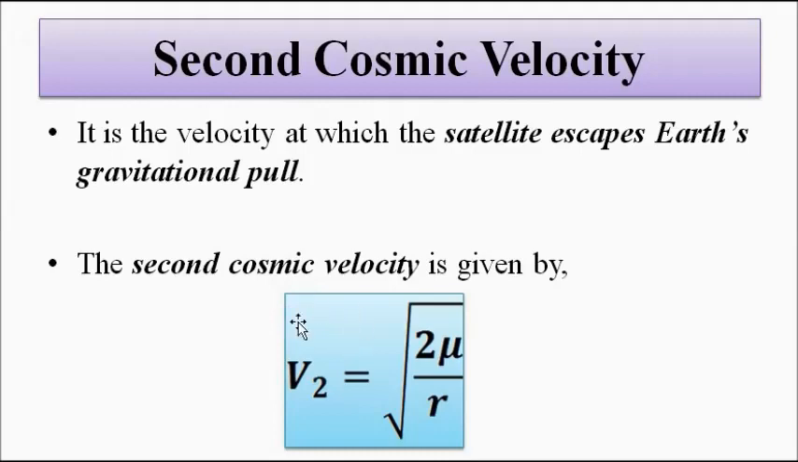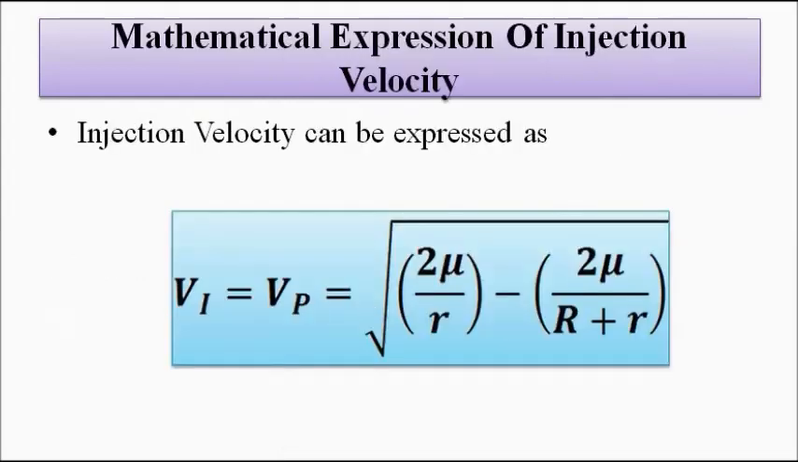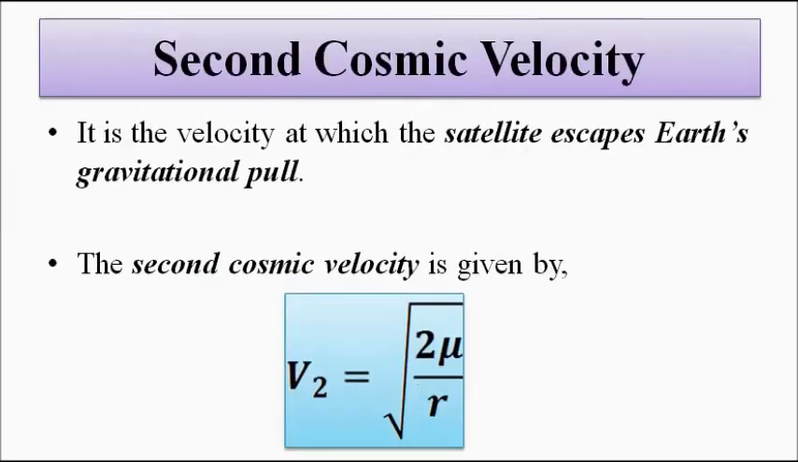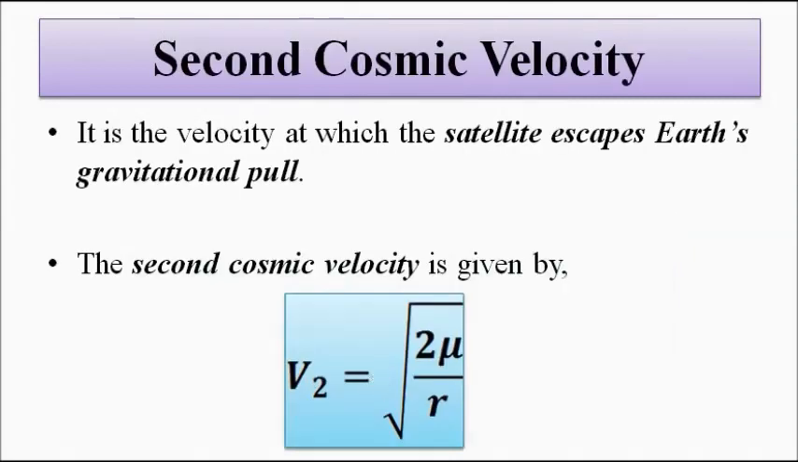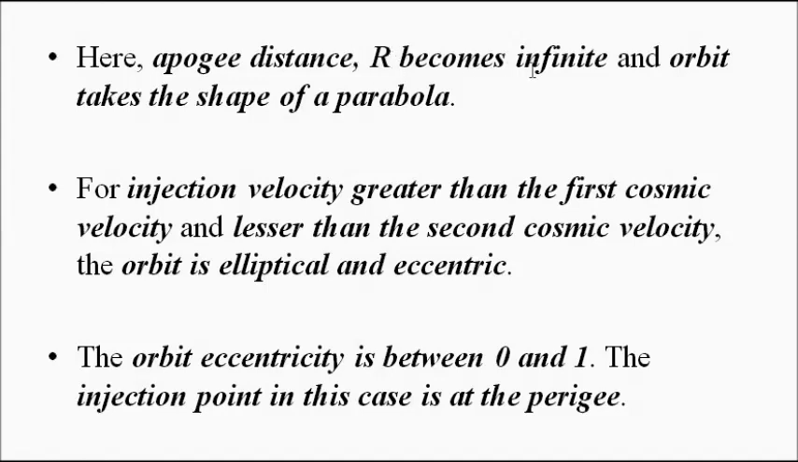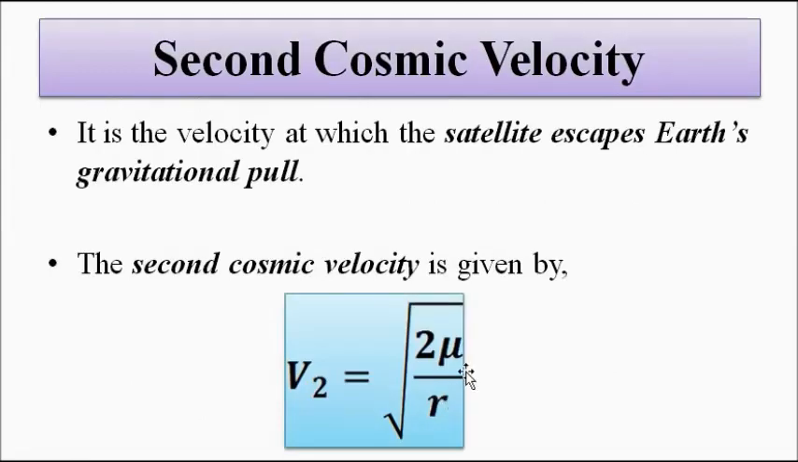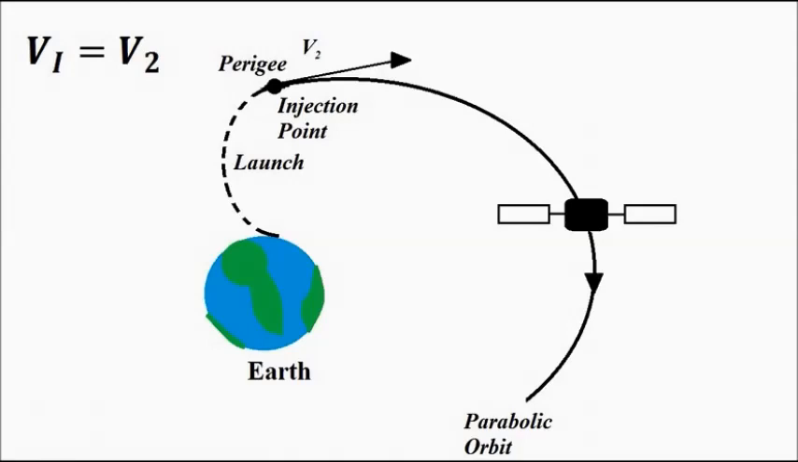If you compare the second cosmic velocity expression with the general expression of injection velocity, you will see that the term 2 mu by capital R plus small r is entirely missing here. What actually happens is that at the second cosmic velocity, the apogee distance capital R becomes infinite, and as a result this term becomes zero, because infinite is in the denominator. We are only left with 2 mu by small r, which is the second cosmic velocity. The satellite orbit takes the form of a parabola.